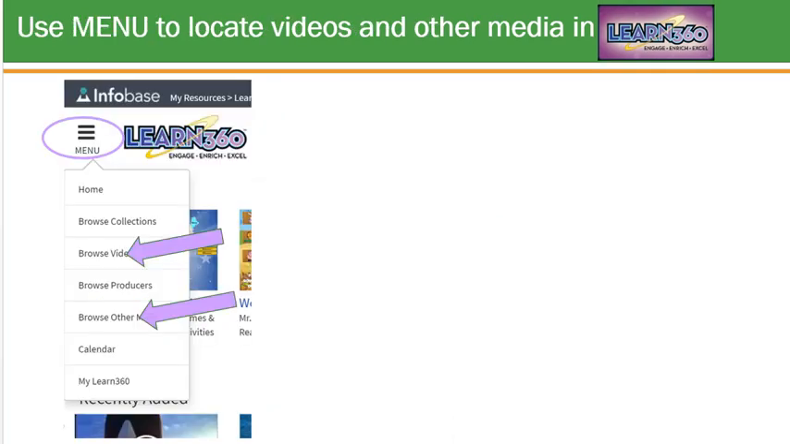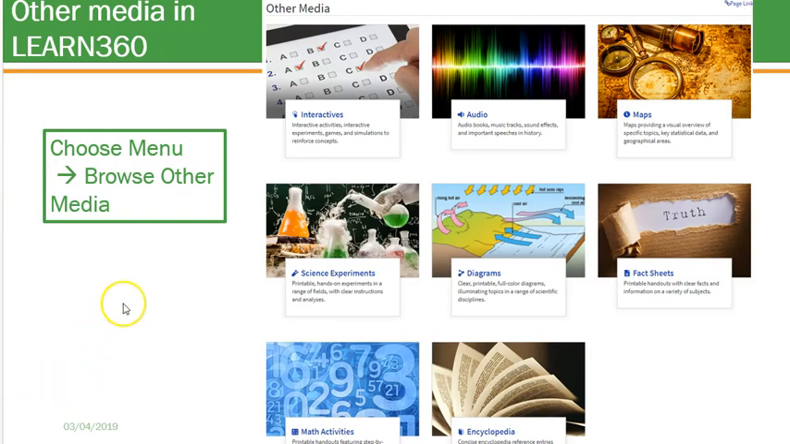The easiest way to access these videos is to go to your menu that you see here in the purple circle and simply click on Browse Videos or Browse Other Media. So if you want a list of videos, you can choose that option. Browsing Other Media is going to get you those interactives and maps and other things such as the science experiments. Once we go here, you choose the menu and you choose Browse Other Media. That's where you're going to see the encyclopedias, math activities, science experiments, diagrams, maps, interactives, etc. that is also available in your Learn 360 platform.